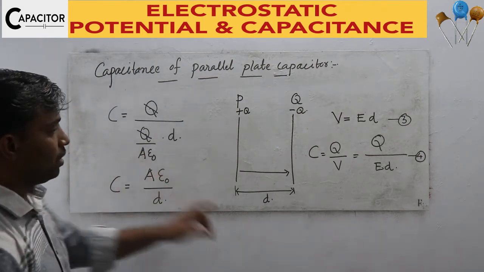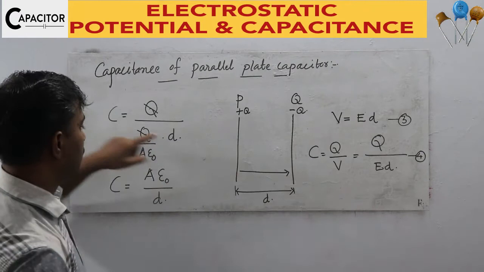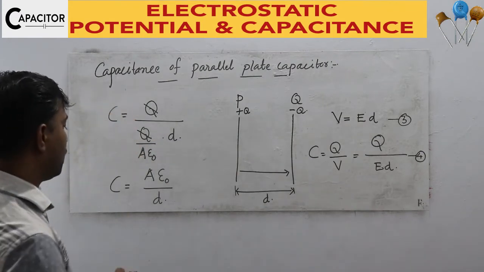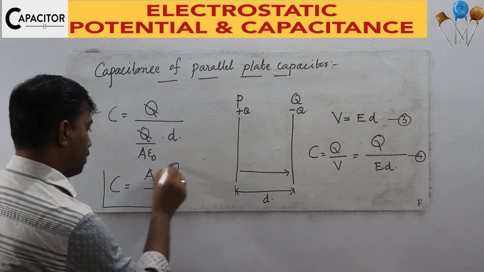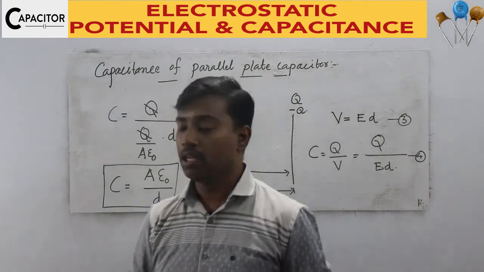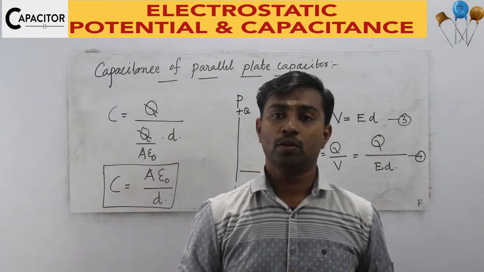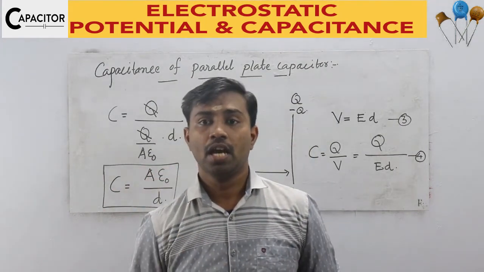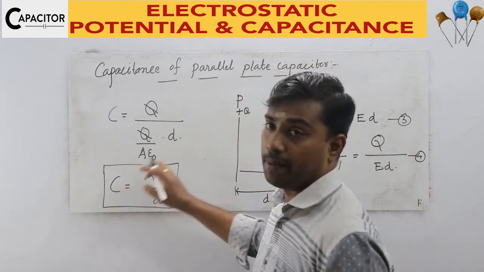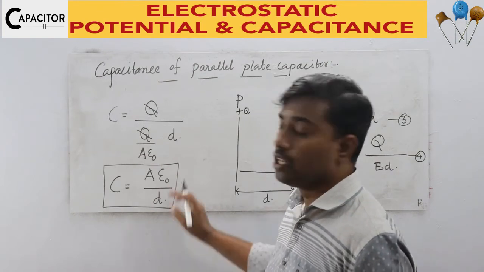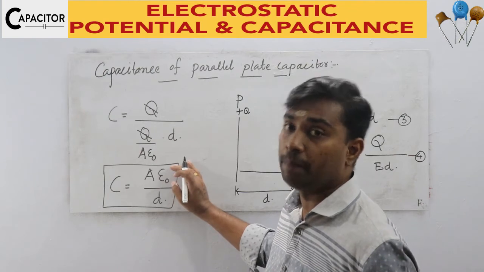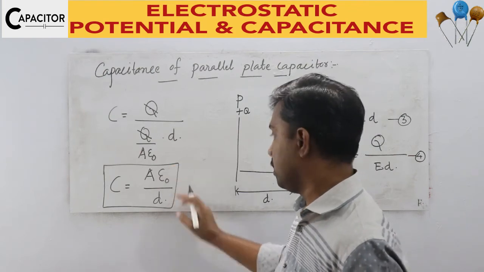Here we substituted E, canceled Q and rearranged. The capacitance is equal to A epsilon 0 by D. C is equal to A epsilon 0 by D. This is the capacitance equation of a parallel plate capacitor, the equation for finding the capacitance of a parallel plate capacitor.